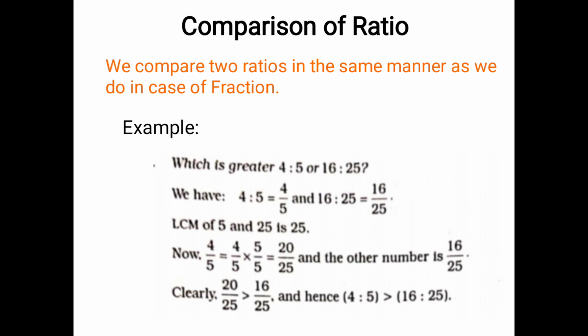Now for 20/25 and 16/25, the denominators are the same, that is 25. Now we have to check the numerator. Is 20 greater or 16 greater? Definitely 20 is greater. So 20/25 is greater than 16/25. What is the ratio of 20/25? That is 4:5. So 4:5 is greater than 16:25. This is how we can compare the ratio.